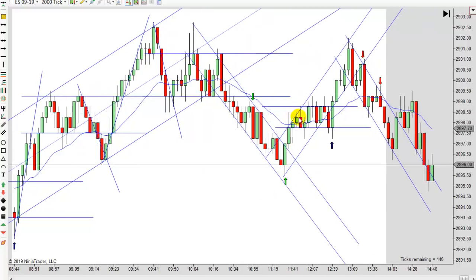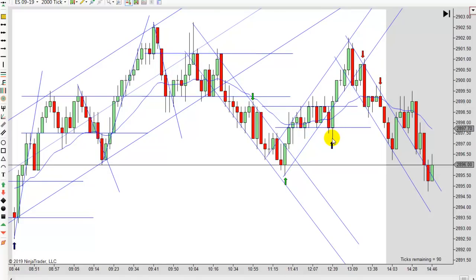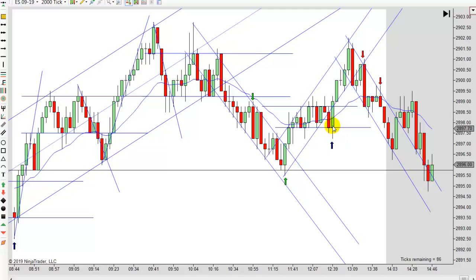But we run up here and we just start going sideways. But notice we made that low. We tested it once, we tested it twice, and it actually breaks a little lower here. It turns and goes out the other side, creates a nice bullish bar. I like going long right there.